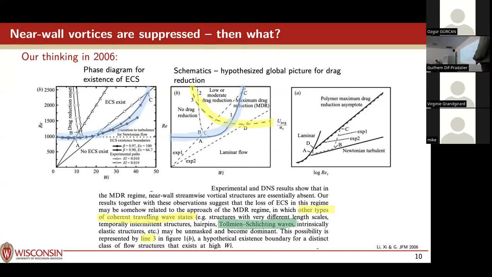So we made some conjectures about what might be happening in that regime, other types of coherent traveling wave states, maybe with different length scales. We conjectured that maybe Tollmien-Schlichting waves might become important, though they're not conventionally important in transition to turbulence because, first of all, in pipe flow there's never a linear instability. Even in channel flow, transition to turbulence happens well before there's the linear instability, and the turbulence looks nothing like the linear instability. All right, so we were kind of left with this mystery of what's going on after the quasi-streamwise vortices get suppressed. Right, so that's the rest of the talk.